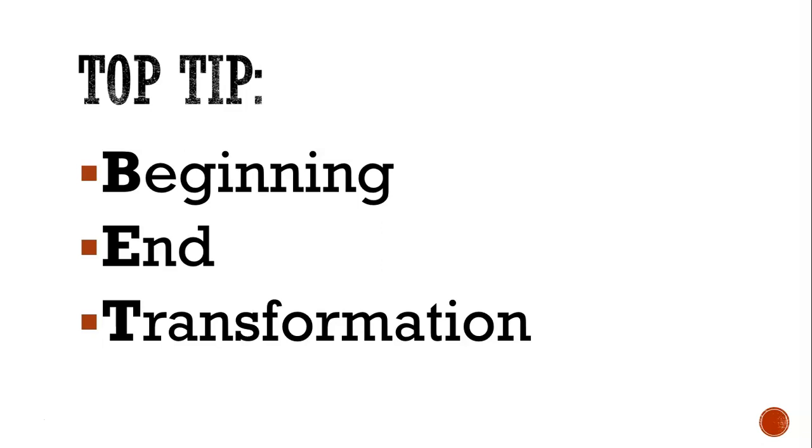So the top tip: think about the beginning of a text, the end of a text, and transformation. What transformation has a character gone through? How has a theme evolved? Think about how that could apply to your texts.